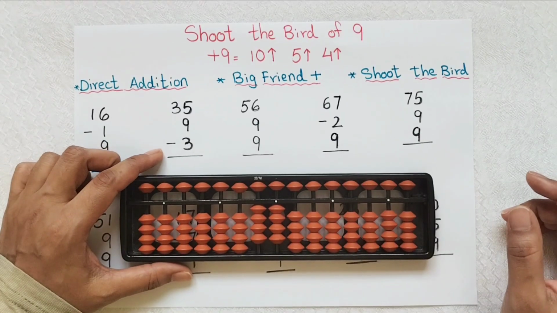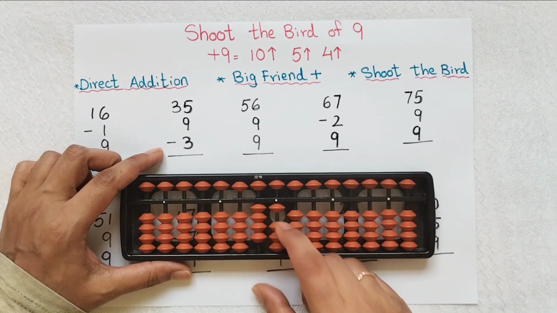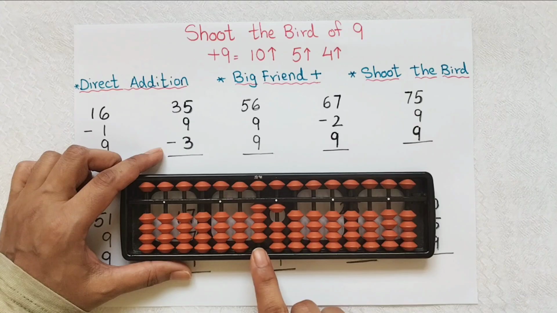Okay. Now less 3. How will I do less 3? Direct subtraction. My answer is 41.